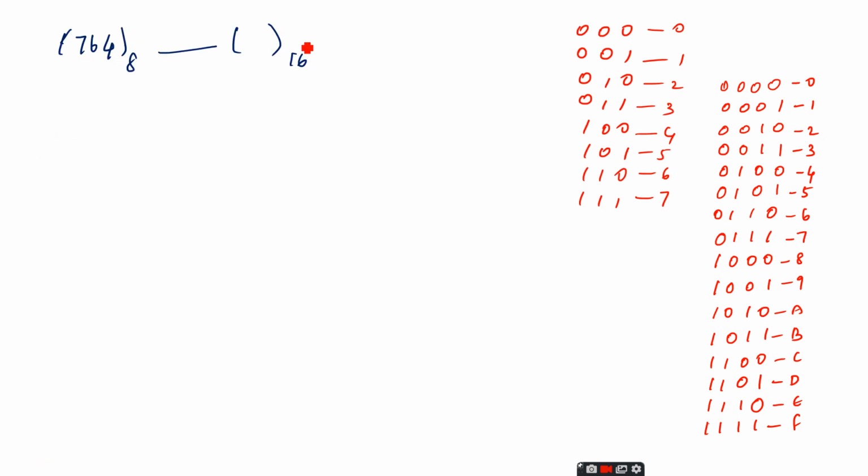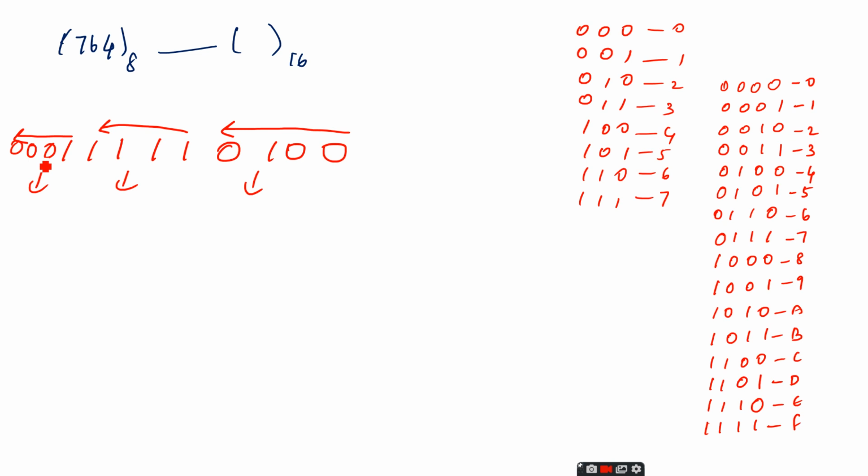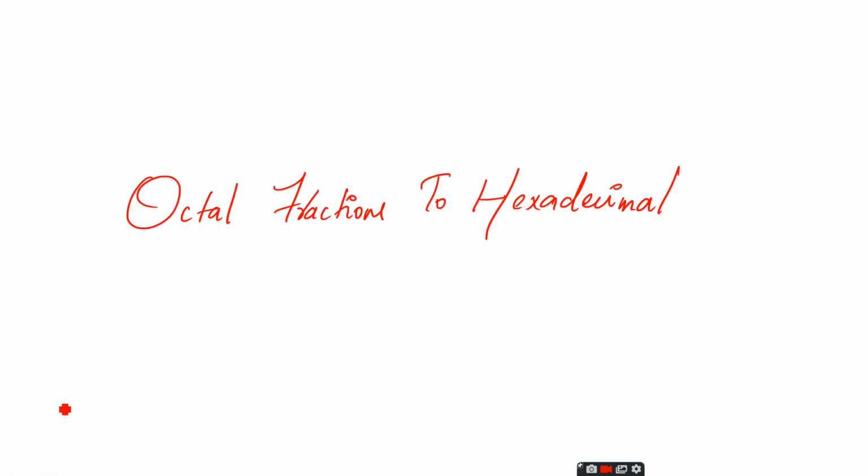Next is 764. So the value of 7 is 111. 6 is 110. 4 is 100. After that we have to group it in 4 bits. So this is the first 4 bits. Now the last is 1 bit, we have to add 3 more zeros. After that we have to write the equivalent number. 1111 is F. 0100, that is 4. So the answer is 1F4 base 16. This is the answer. Next we can learn how to convert octal fractions to hexadecimal.